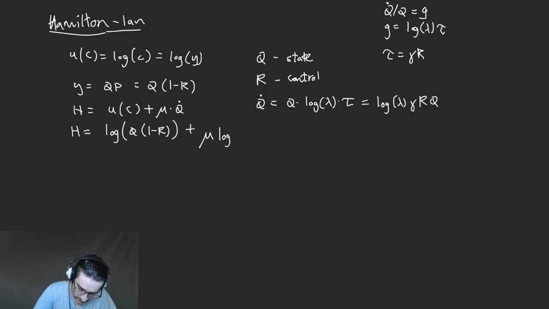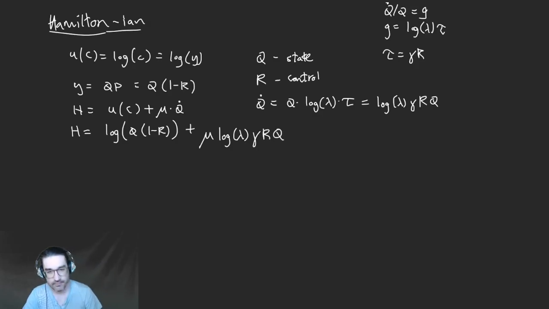So we're going to get mu log of lambda gamma r q. When I said q, sorry, I meant mu log of lambda gamma r q, because there's a bunch of terms floating around there, but they're all important. Now this is it. This is our Hamiltonian. It's only a function of parameters, our choice variable r, our state variable q, and mu, our multiplier, which is what we want. Nothing else floating around. If you have anything else floating around, that would be bad. We need to make sure we're doing the full social planner's problem.